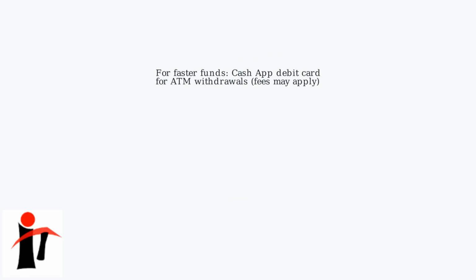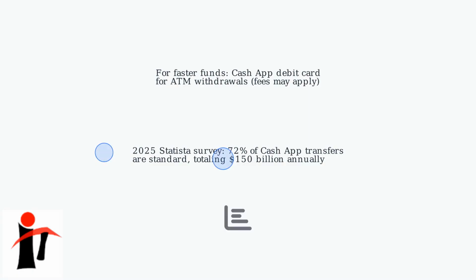If you need funds faster, consider alternative options like Cash App's debit card for ATM withdrawals, but be aware of potential fees. Remember, according to a 2025 Statista survey, 72% of Cash App transfers are standard, totaling $150 billion annually across Block's ecosystem, demonstrating its popularity as a cost-effective choice.